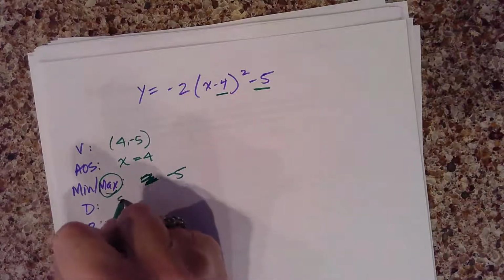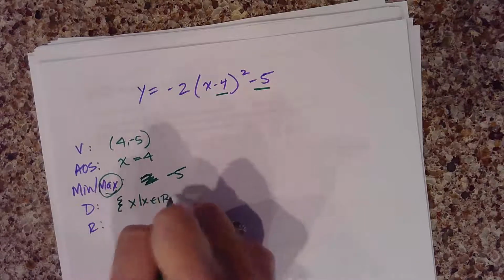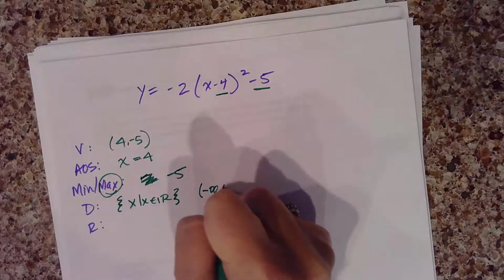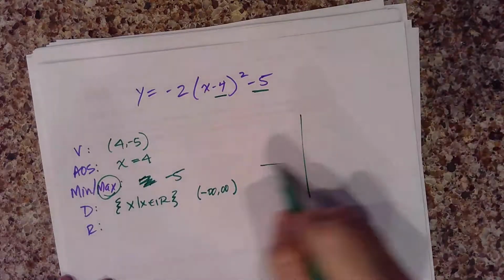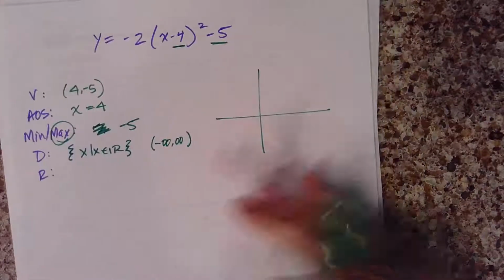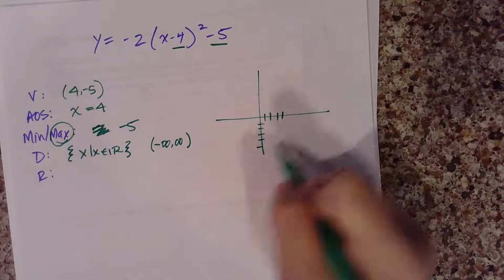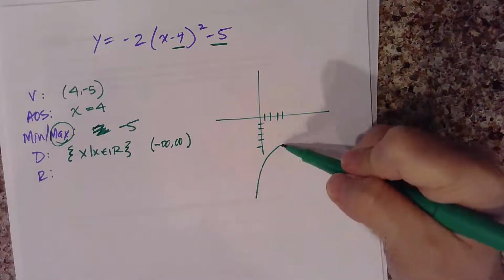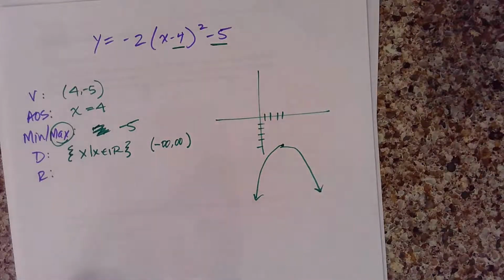I will do domain and range. Domain I can always do because it's the same for every single function. It's all real numbers, or you could write it in interval notation. Now to do the range, I like to graph it, but you don't have to. I just do. All right, 4, -5, looks like this. It's going to open down, and I'm just going to sketch my graph so I know it's going to look like this.